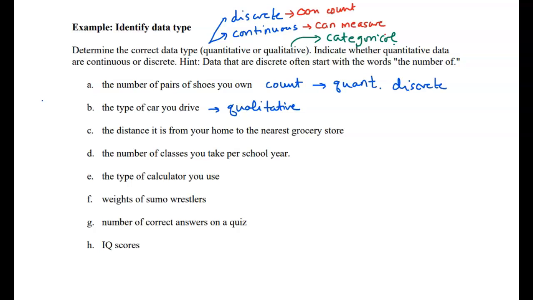Distance from your home to the nearest grocery store. This is a measurement. You can measure the distance with a measuring tape, with your car's distance measure, or with a pedometer. You're not going to count. I mean, you can count the steps, but you don't really measure distance that way. It can be a mile, 1.2 miles, 1.34 miles. So this is quantitative continuous.